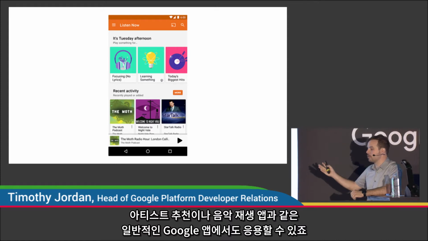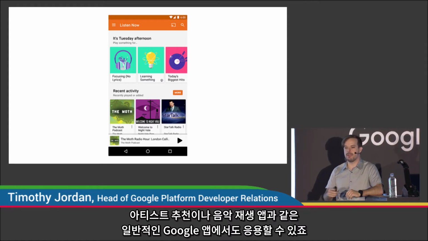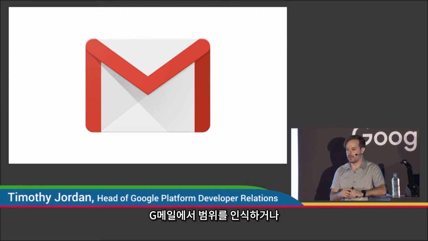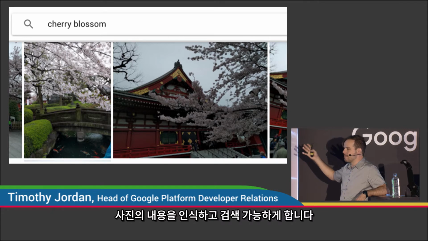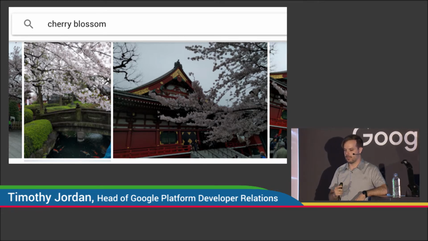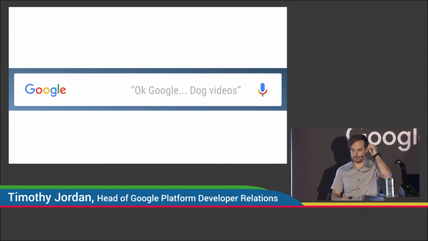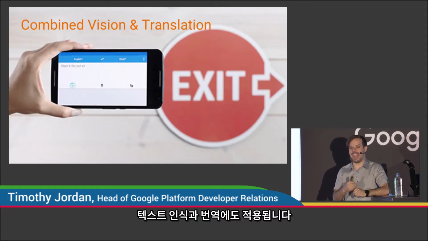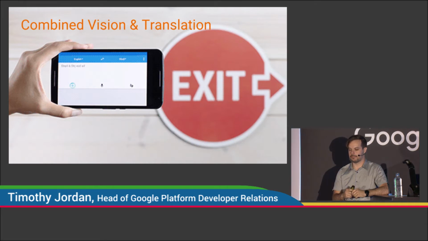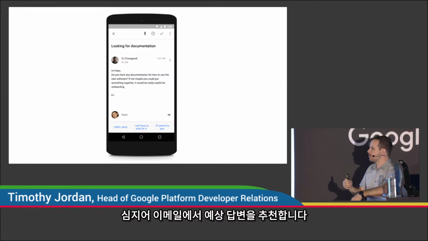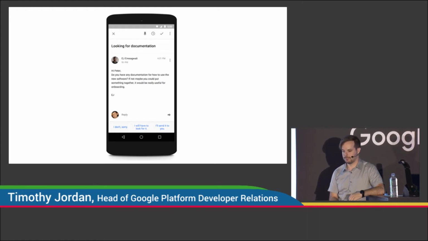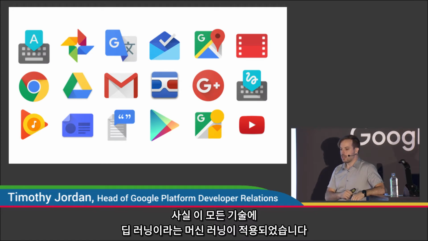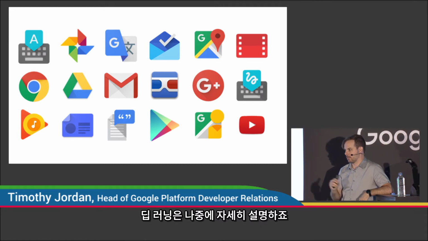Even more everyday, these are some Google applications that you may have used, such as recommending artists and music to play, recognizing spam in Gmail, recognizing the contents of your photos and making them searchable, speech recognition, text recognition and translation, even guessing and suggesting what your responses will be on email. In fact, all these technologies are powered by an approach to machine learning called deep learning, which we'll talk a little bit about later.